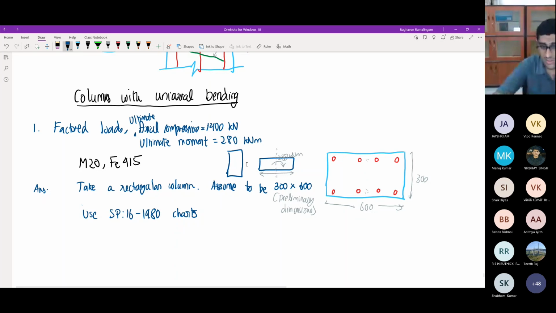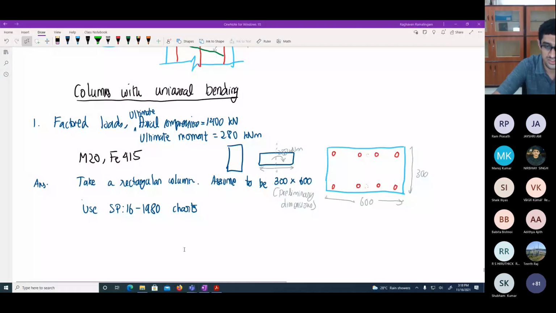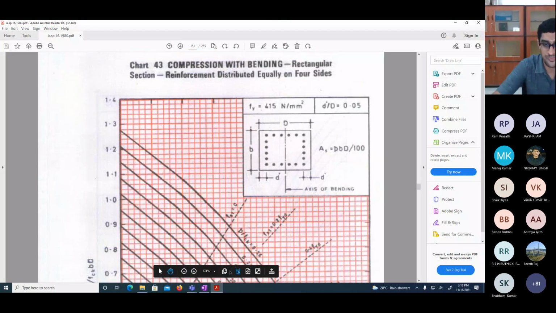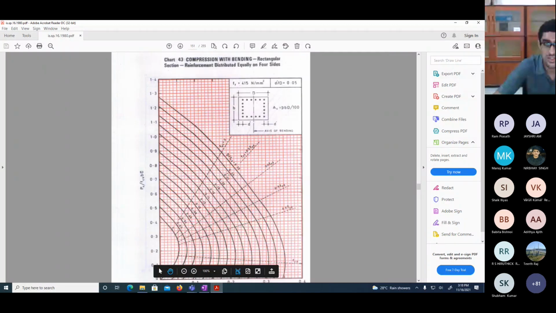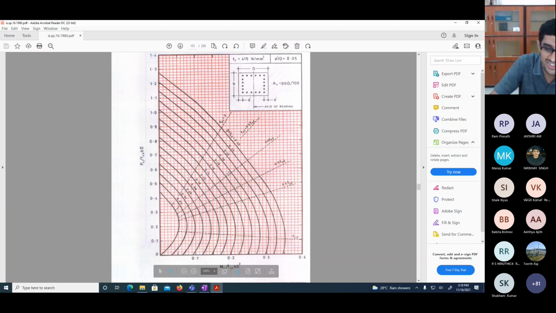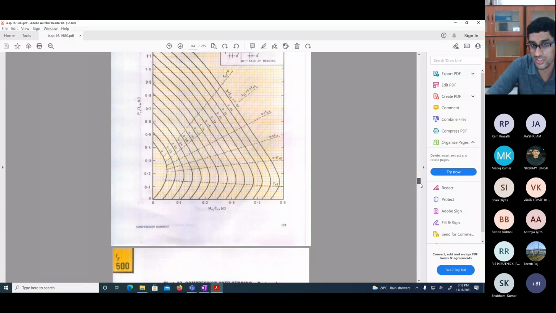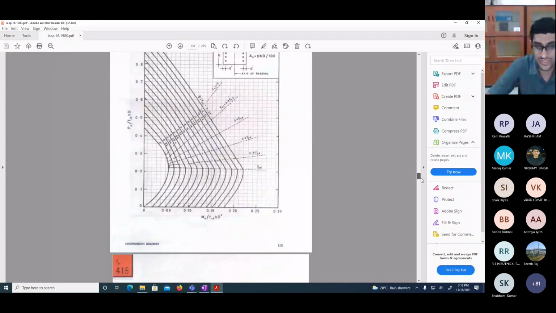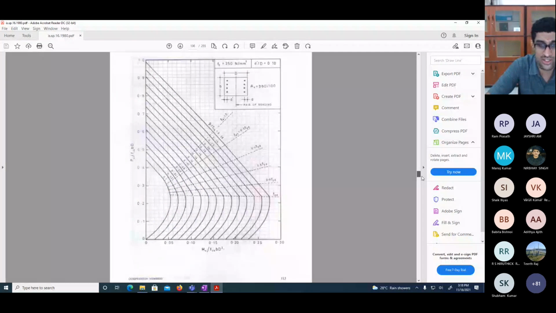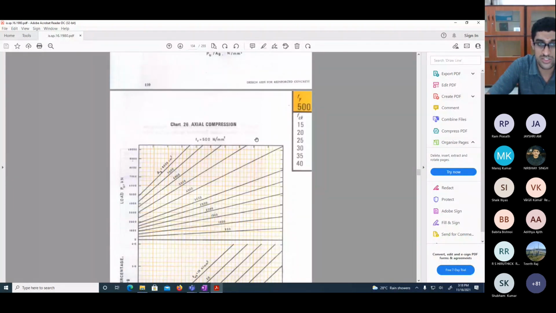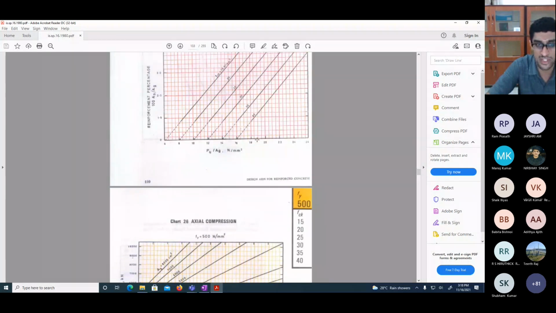Okay, so let's have a look at how those charts look. And I think I have to share my full screen rather than sharing just the window. Okay, are you able to see my SP16? Yes, sir. Okay, so now if you have a look at SP16, this goes on for a lot of pages. Okay, the charts with respect to uniaxial bending, they go on for quite a lot of number of pages. So this one, page number 111 and 110.